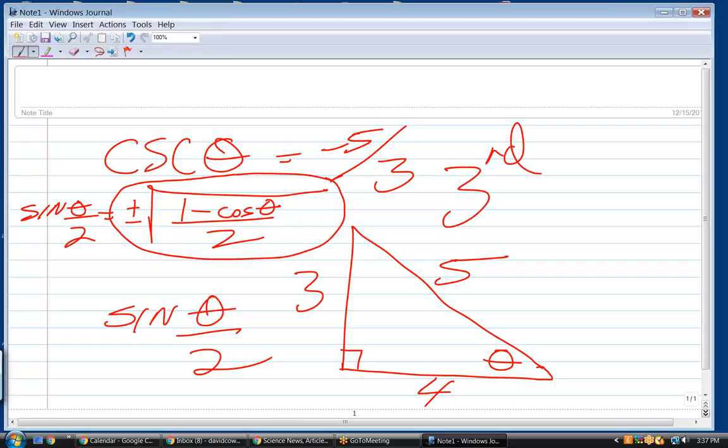What's cosine of theta in this triangle? 4 over 5. It's the third quadrant, though, so negative? Correct. So negative 4 over 5. In other words, cosine of theta is 4 over 5, but we are in the third quadrant, so we do need to attach the sign to it. And is it plus or minus?